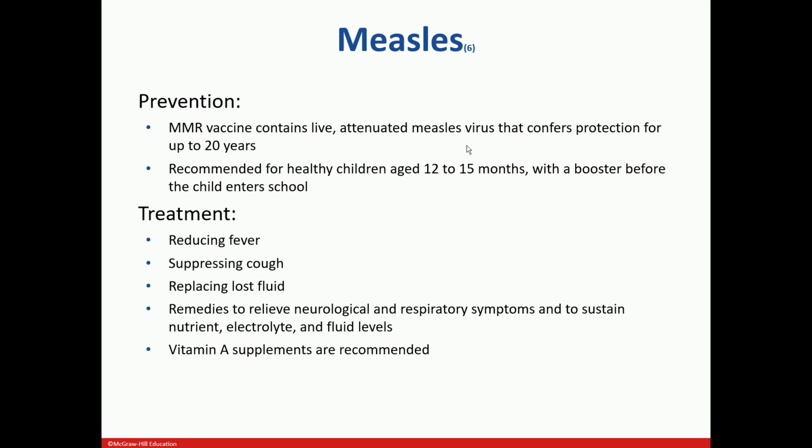And this is recommended for children between the age of 12 and 15 months with a booster dose before the child enters school. Okay, how to treat measles? This is prevention, but now how to treat it if somebody gets it? Number one, reducing fever, suppressing cough, replacing lost fluids. Replacement of the lost fluids is very important. So these are some of the common things which can be done.